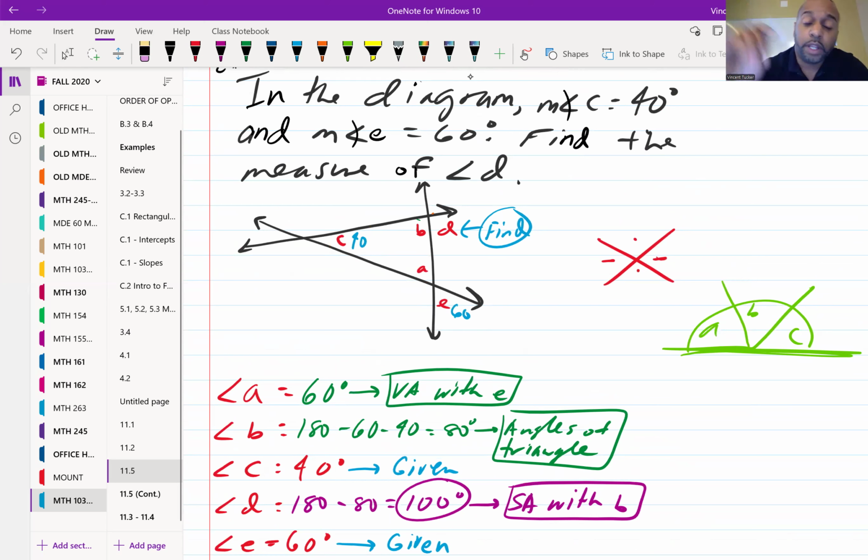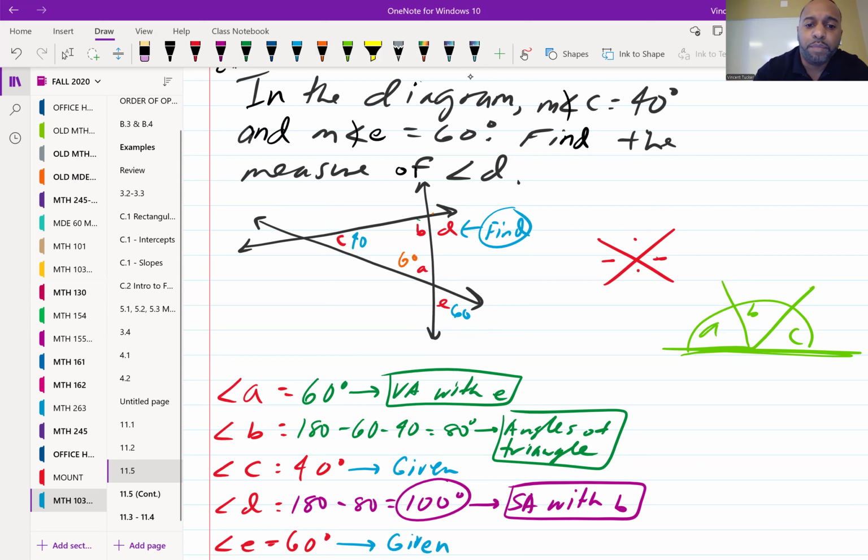Now, the first angle that we can find, now we're trying to find D, but we're going to have to find A and B in order to get to D. And if you don't see now why, you'll see in a second. The first angle that we know we can find is A because it's a vertical angle with E. So that means if E is 60, A is 60.